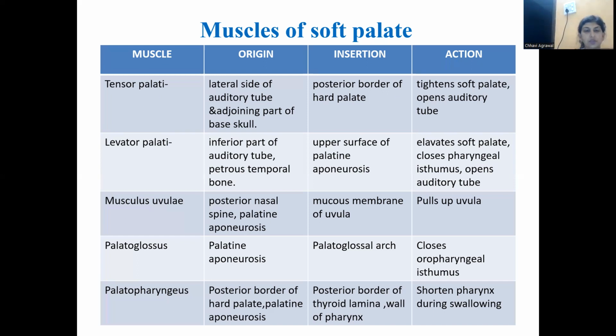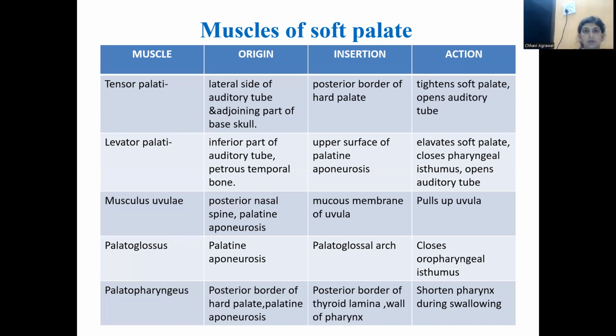The musculus uvuli originates from the posterior nasal spine and part from the palatine aponeurosis, and it gets inserted over the mucous membrane of the uvula, and the action is to pull up the uvula. Then palatoglossus muscle, which takes origin from the palatine aponeurosis and forms the palatoglossal arch, and the action is to close the oropharyngeal isthmus.